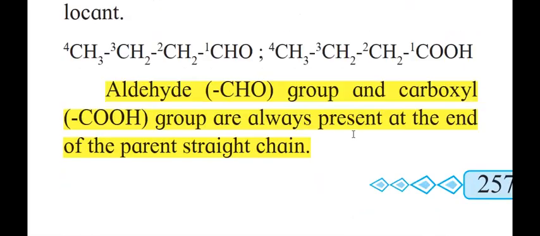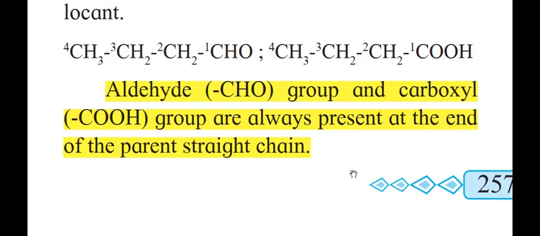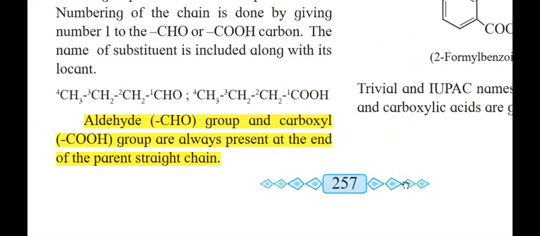Now see, the aldehyde CHO group and the carboxylic acid groups are always present at the end of the parent chain. This is also important. The CHO group can be added at this end or this end. Both these groups are present at the end of the compound, at the end of the parent chain.